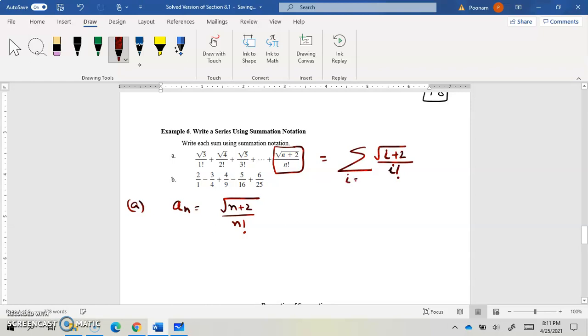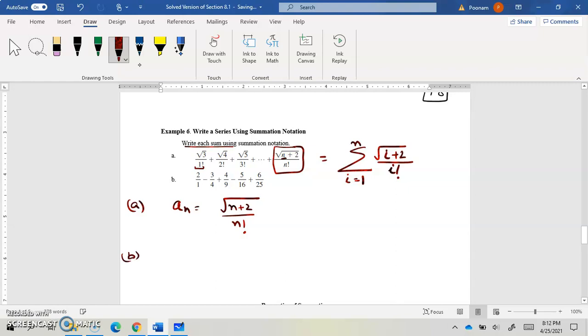i is going from 1. The first index, first value here is 1. The last value is n. So that is all they're asking. Write the given sequence, the summation of the sequence, which is called a series, as a sigma notation.